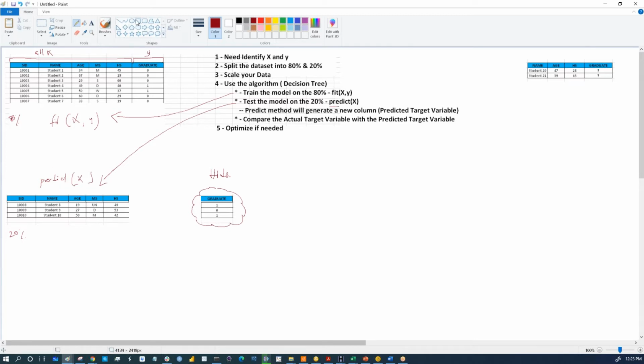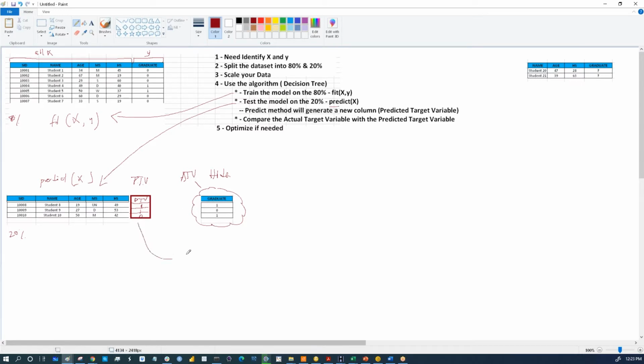And this predict function, what it does, it is going to create a column that is called predicted target variable. And this column would have zeros and ones, 1 and 0, for example. Then we are going to compare. This is called predicted target variable, and this one is called actual target variable. Why is it actual? Because we already have it in the data.